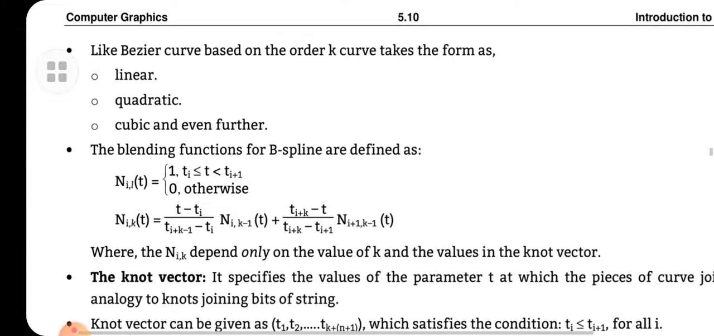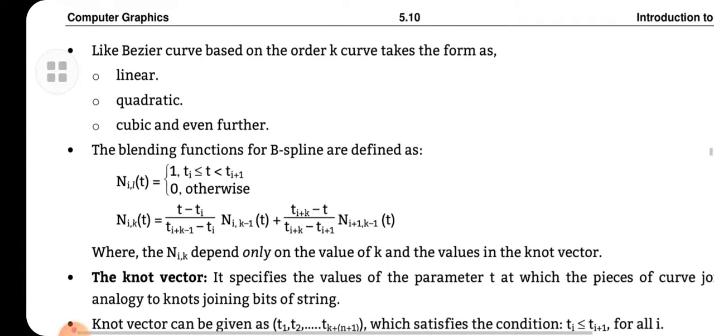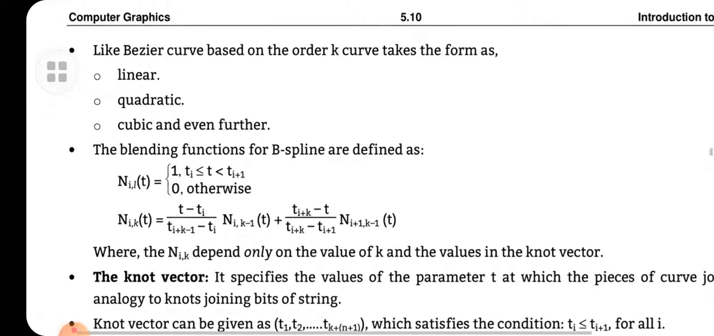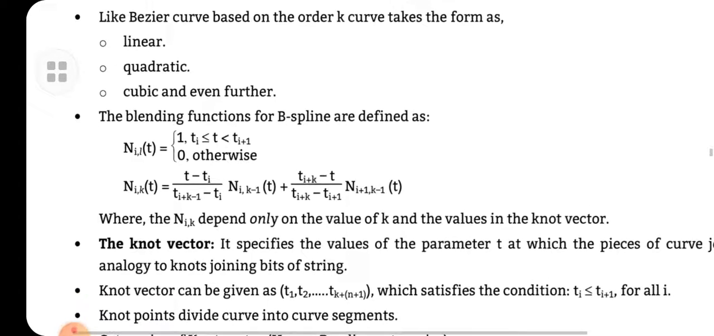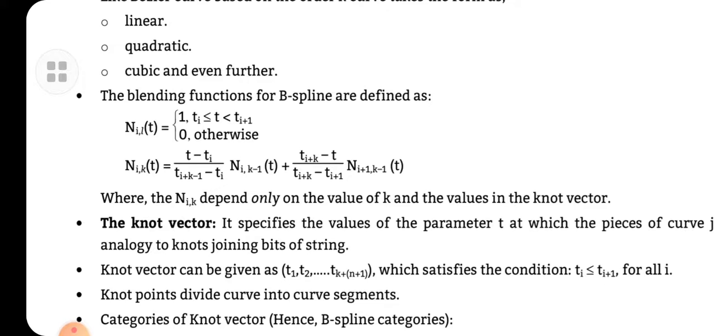And the Bezier curve, based on the order k, takes the form of a linear, quadratic, cubic, and even further curve. The blending functions for the B-spline are defined by some equations, and these equations, N i,k, depend only on the value of k and the values in the knot vector.